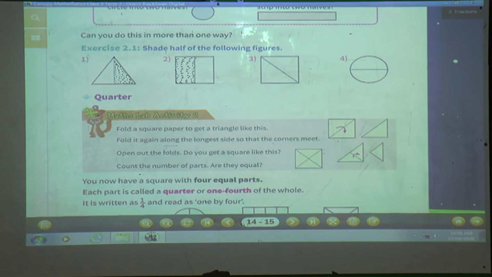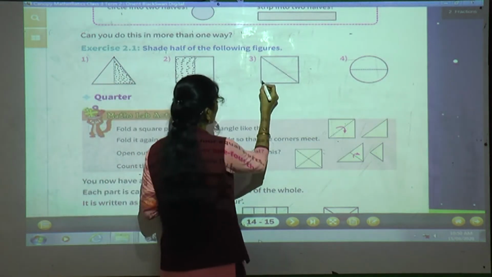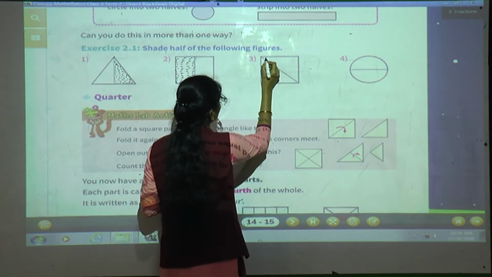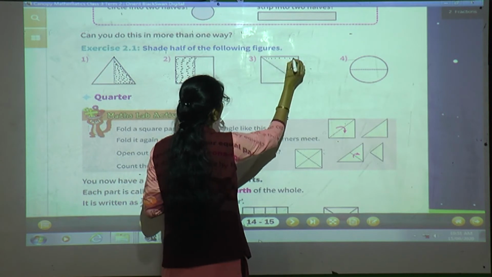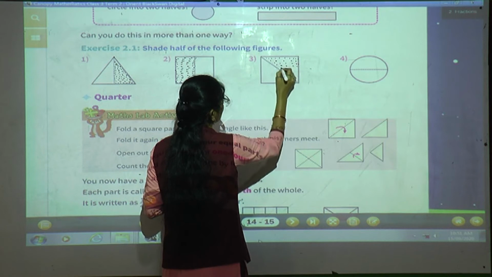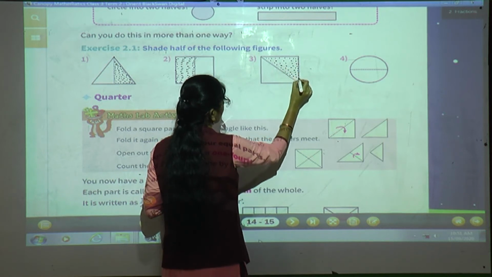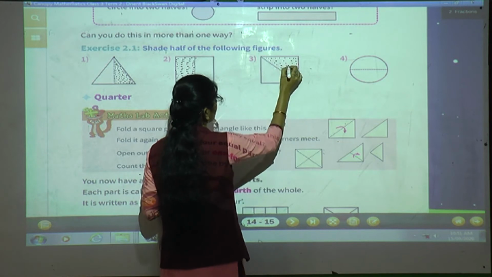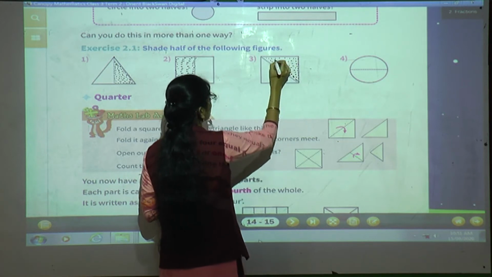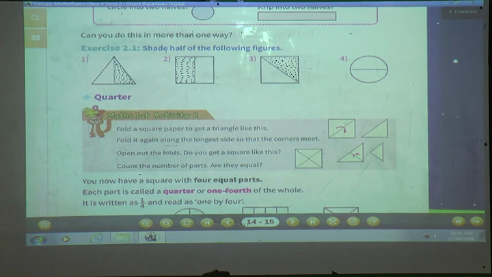Similarly, one part we have to shade, half part we have to shade. So do the shading. In this way you can shade the half of the figure. Okay. Now the last one is remaining, that is the fourth one.